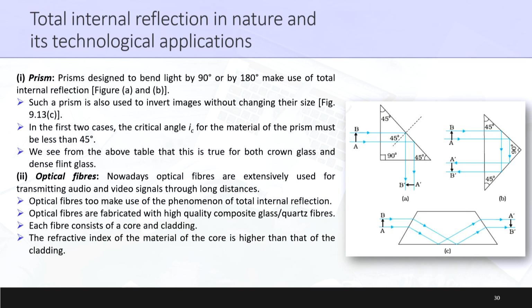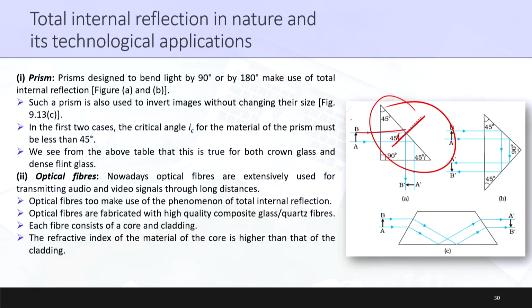In the first two cases, the critical angle iC for the material of the prism must be less than 45 degrees. Why must it be less than 45 degrees? Because, as you can see, this angle has to be less than 45 degrees for this to occur, because angle i should be equal to angle r. If the critical angle is greater than 45 degrees, total internal reflection will not even occur on this surface.